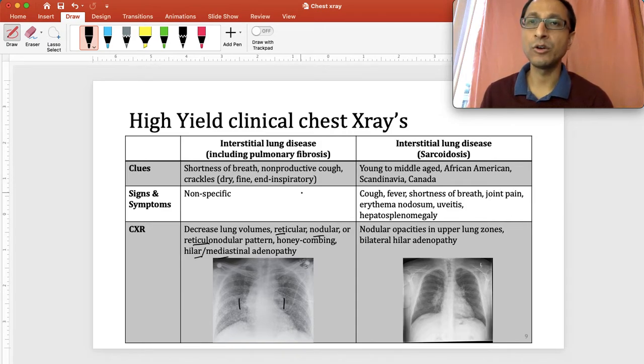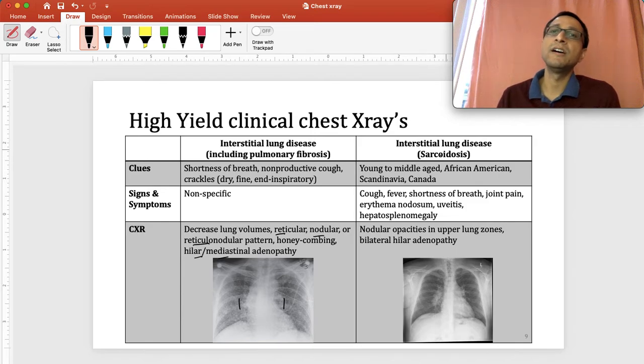Compare that to sarcoidosis, which is also an interstitial lung condition, which is also a restrictive lung condition. Look out for clues, young to middle-aged African American patient. Now, make a note, African American may or may not be given in the question, so you have to look for other clues. Sometimes they mention Scandinavian descent or coming from northern climates like Canada. Cough, fever, short of breath, again, those are pretty standard. All three we can also find in pneumonia and other lung conditions, right? So you want to look for other clues.